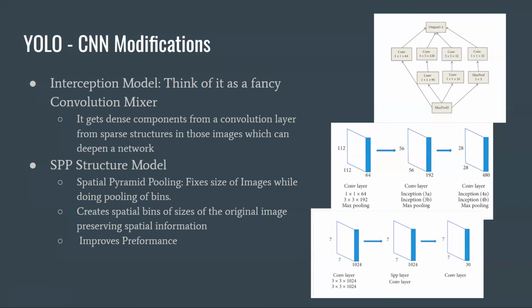Then it takes each of those images and puts them through what's called spatial pyramid pooling. This basically takes each of those dense components and puts them into bins, so that it keeps the original size of the image and all the information that's in it. And by doing so, it actually improves the performance.